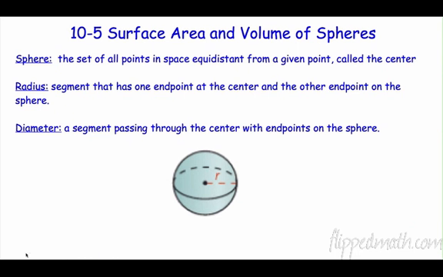Alright, welcome back. So today we're going to work with the surface area and volume of spheres, our last section in Unit 10. What is a sphere? It's a set of all points in space equidistant from a given point called the center. What's a radius? A segment that has one endpoint at the center and the other endpoint on the sphere. And a diameter is a segment passing through the center with endpoints on the sphere.